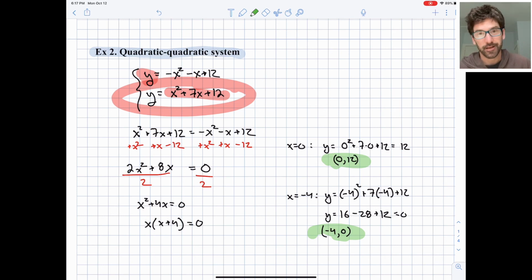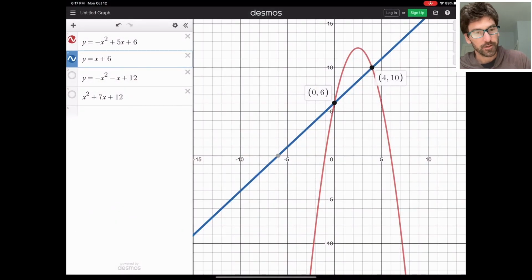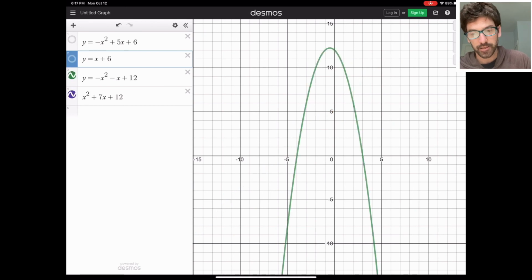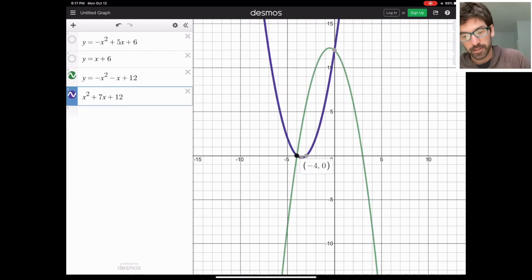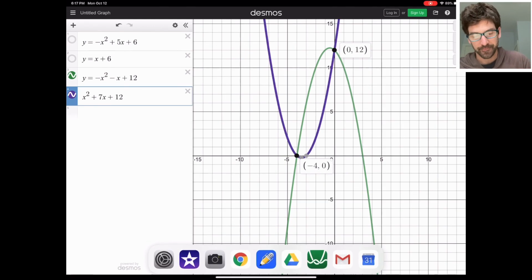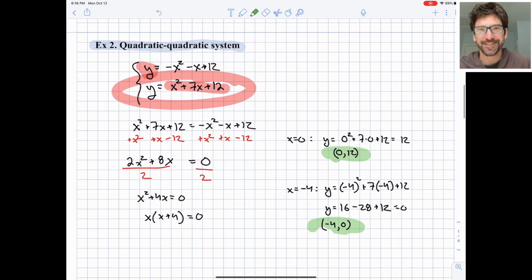So let's go ahead and see if we can check that on Desmos. (0, 12) and (negative 4, 0). So I'll turn off our first two, turn on our second two, and it looks like we got it, okay? Negative 4, 0, and 0, 12. We probably could have known it was (0, 12) because they both had the same y-intercept of 12, so we know they go through that point. But it was good practice to go through the solution process. So looks like we did it. That was a good one, and that is a good place to stop right there.